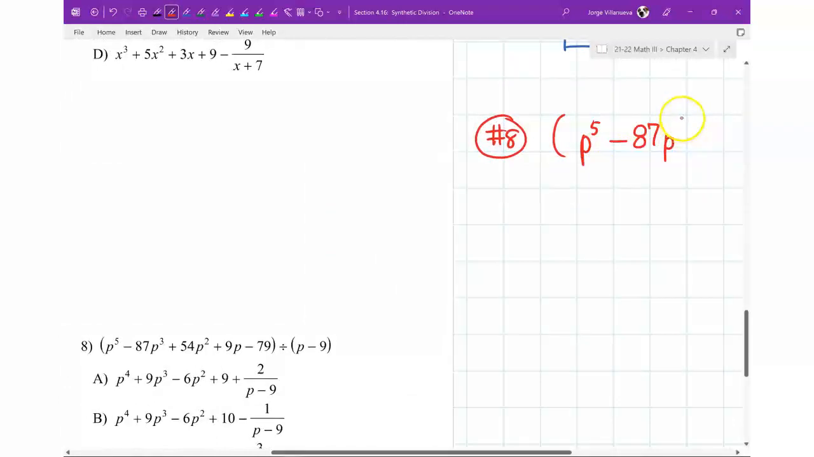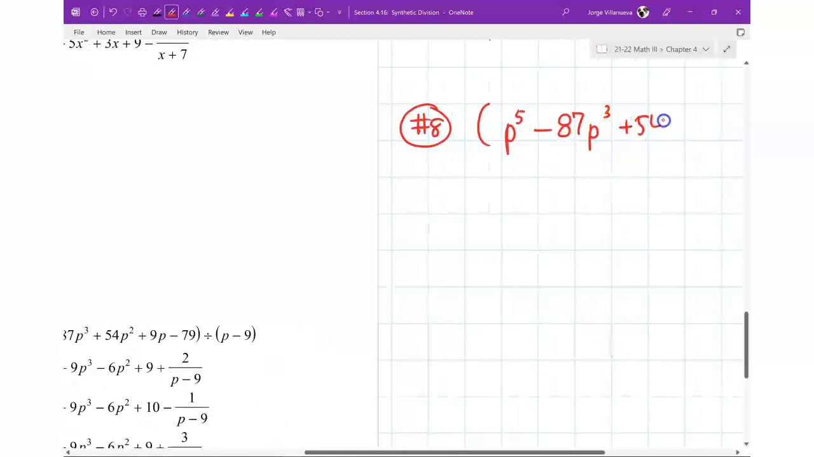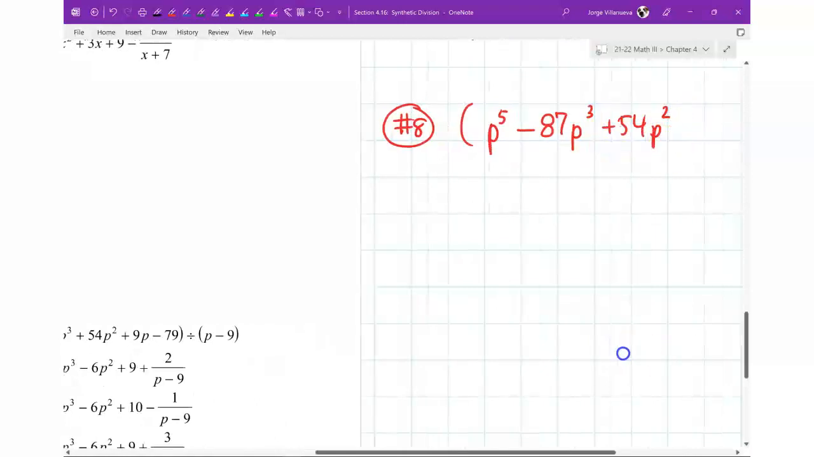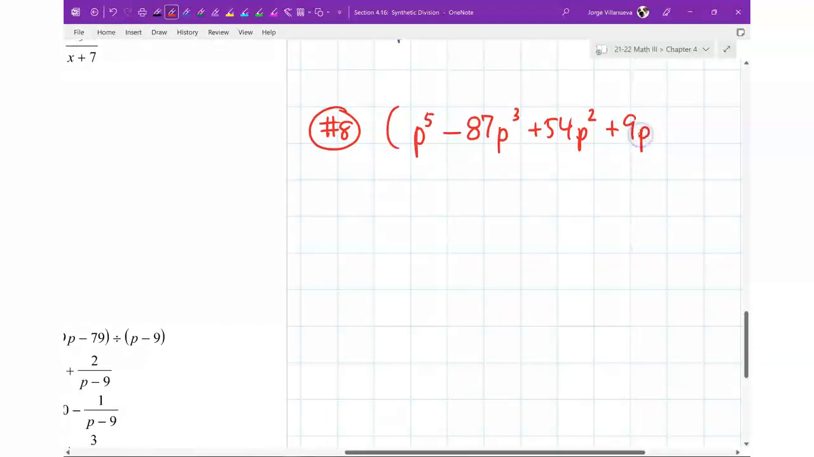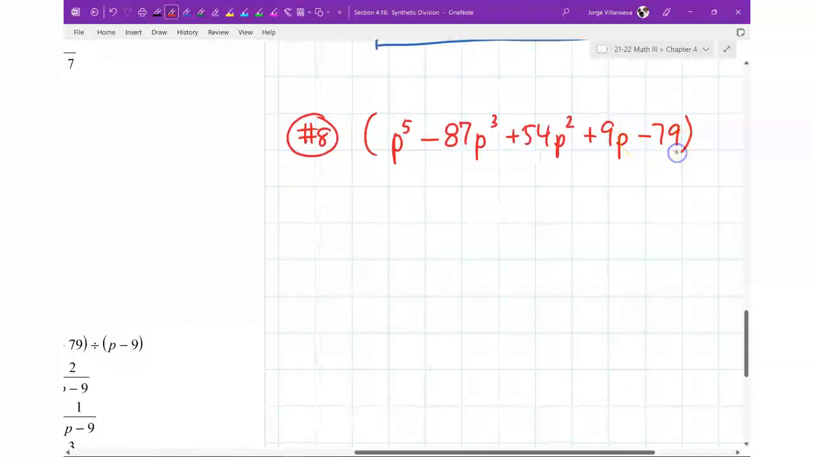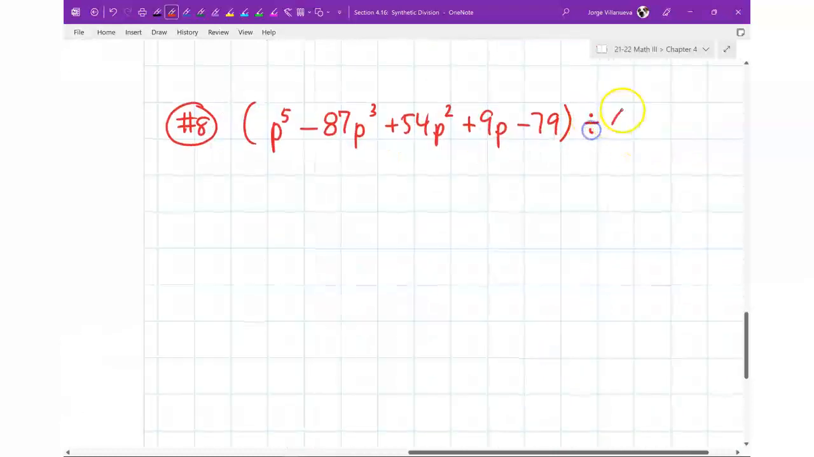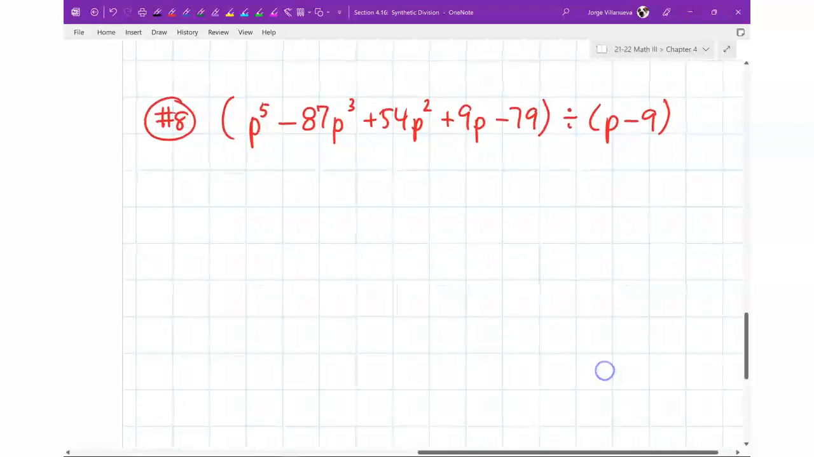And let's see if you guys notice something about it. 87p cubed plus 54p squared plus 9p minus 79 divided by p minus 9. So p minus 9. Do you notice anything missing on that long expression? There's no p to the 4th, right? There's no p to the 4th. But whenever you do division, you got to include missing terms.